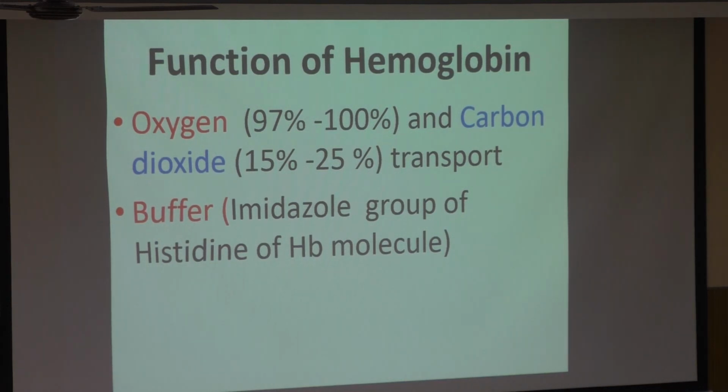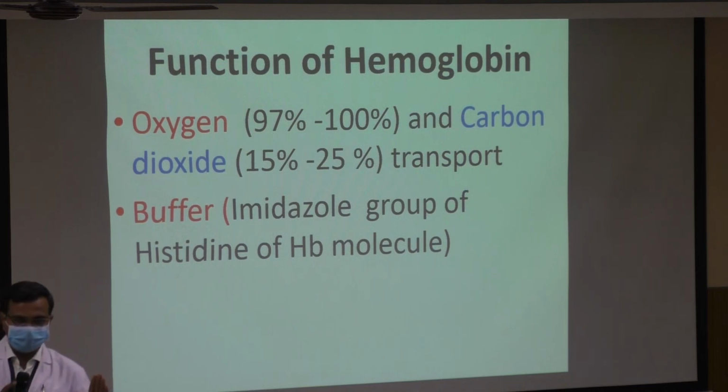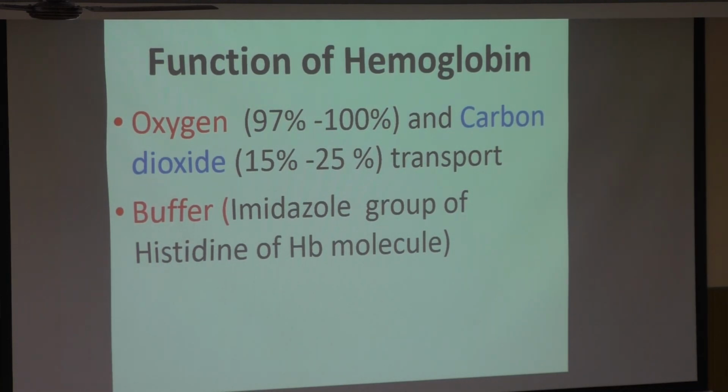Hemoglobin plays an important role in oxygen and carbon dioxide transport, and also it is a very important buffer, because of the imidazole group of histidine. If you see the sequence of alpha and beta chains, there are about 36 histidine residues. So you should understand the importance of histidine, and because of the histidine, it has a maximum buffering capacity. So now you know the functions: myoglobin works only for oxygen storage, hemoglobin for transport and buffering.